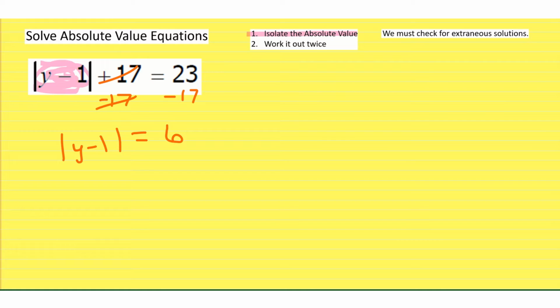At that point, I have now isolated my absolute value, gotten it all by itself on one side of the equal sign. That sets us up to do our second rule, which is to work it out twice. So I am going to write y minus 1 equal to 6, just like it's written. Then I'm also going to do it a second time, y minus 1 is equal to negative 6. Absolute values have to consider both the positive and negative possibilities.